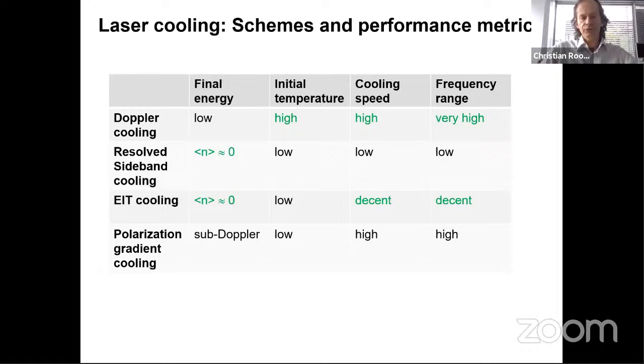So this means that if you want to cool one collective mode of motion, then typically you have to cool one mode first, and then detune the laser, change laser parameters, to cool maybe a second collective mode of motion to the ground state as well. A related scheme is cooling by electromagnetically induced transparency, which also enables cooling to the ground state, and which has improved characteristics with respect to the cooling speed and the frequency range over which you can cool.